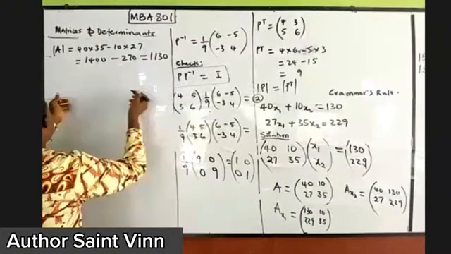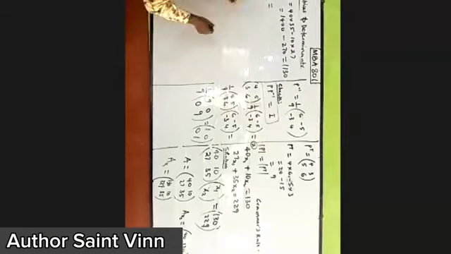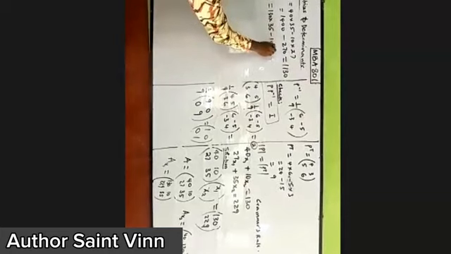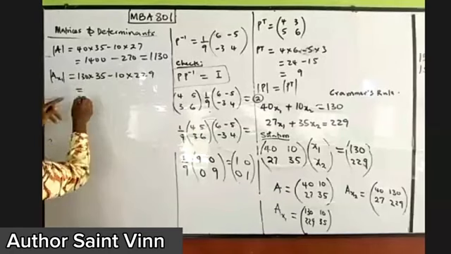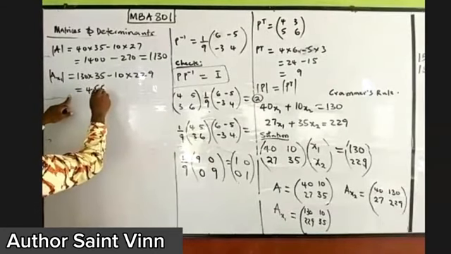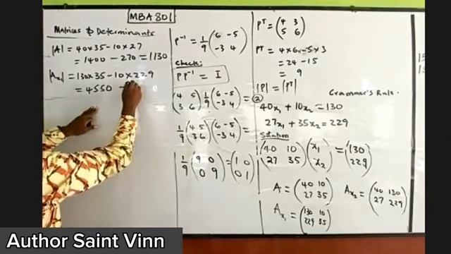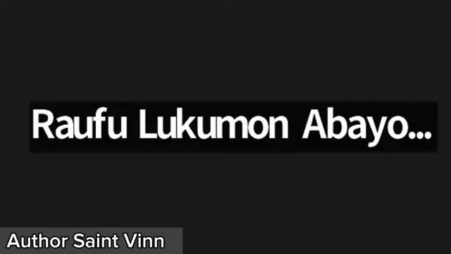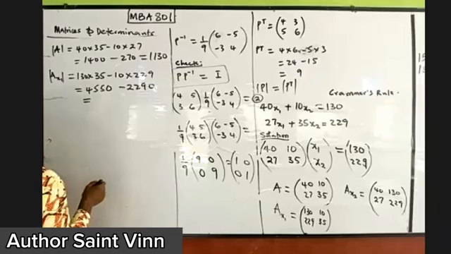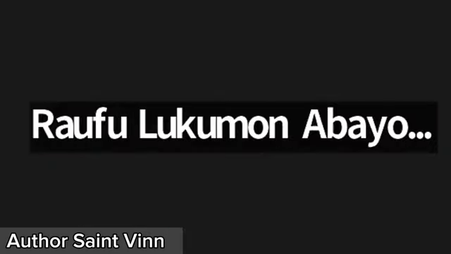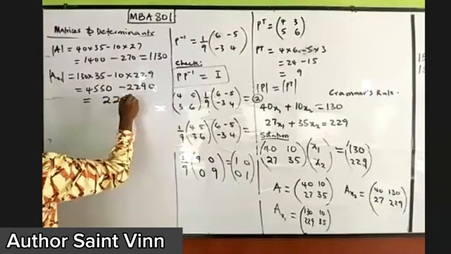A S1, determinant. 135 times 35, and 10 times 9. What is it? 455. Minus 2, 9, result: 2,260. Those of us online, are you there? 2,260. Okay, 2,260.